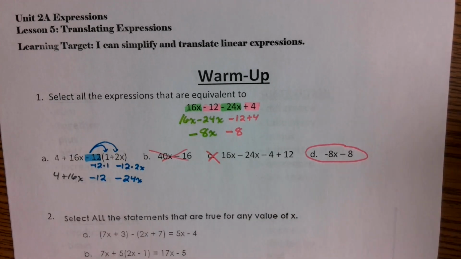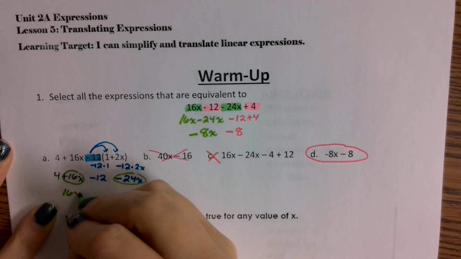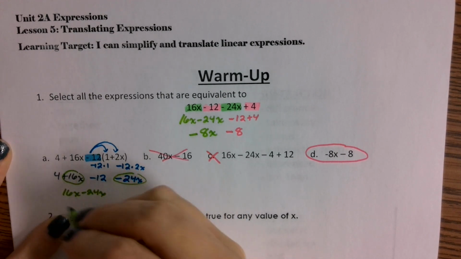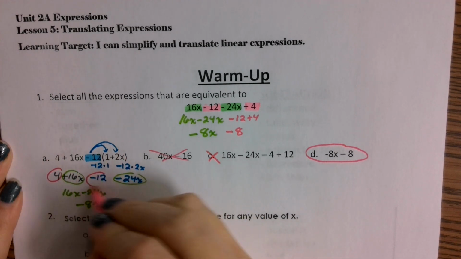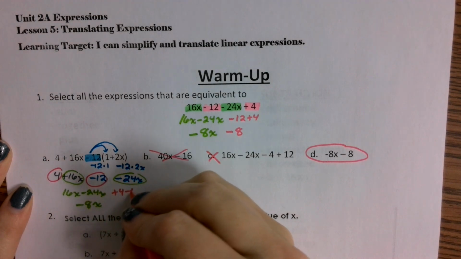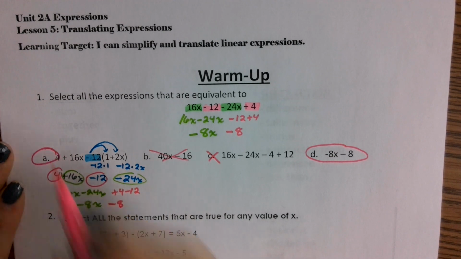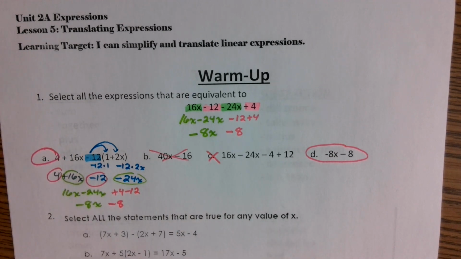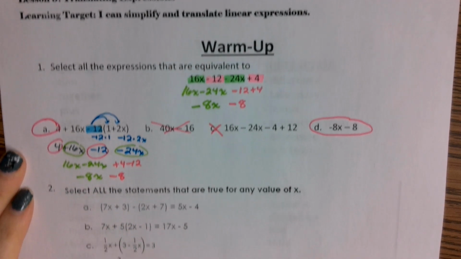If I rewrite, I've got the 16x and the negative 24x that are like terms, which comes out to a negative 8x. And then I've got this positive 4 and this negative 12. A positive 4 and a negative 12 comes out to a negative 8. Look at that. It's exactly the same. So A is going to be a like expression. A and D are all considered to be like expressions. Like expressions doesn't mean that they're all simplified. Okay, you might have to simplify them yourself first to see if they are alike.